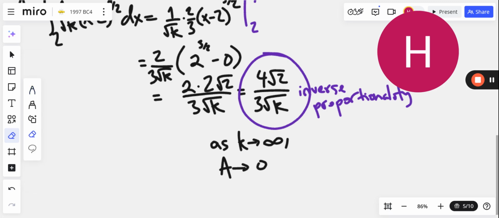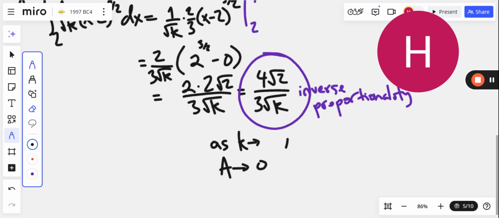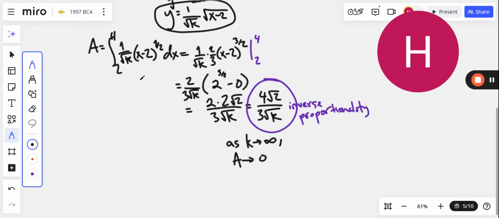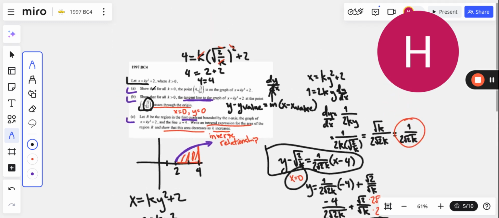I should be more precise and say as k approaches infinity. I was going to say as k approaches 4, but that's not necessarily true. k can be any positive number. So that shows that the area decreases as k increases.